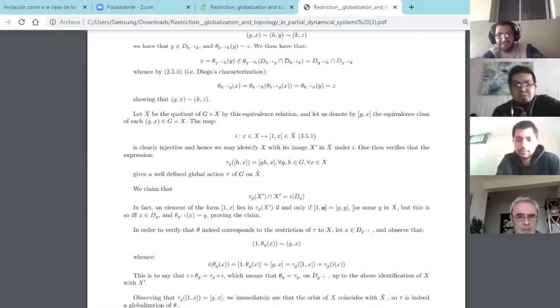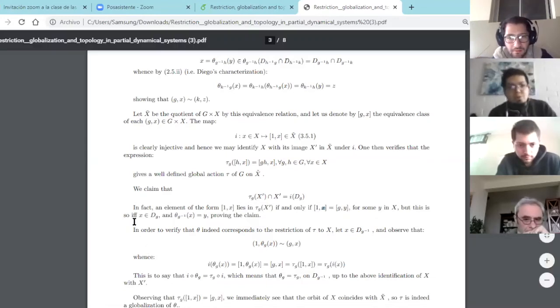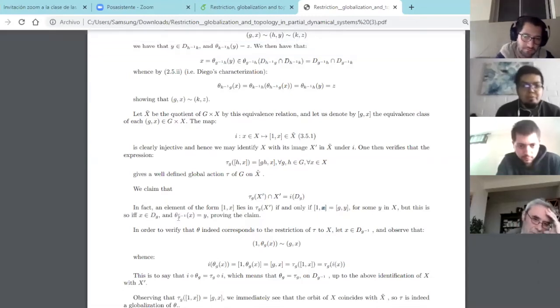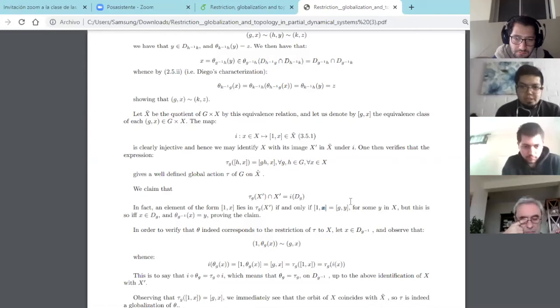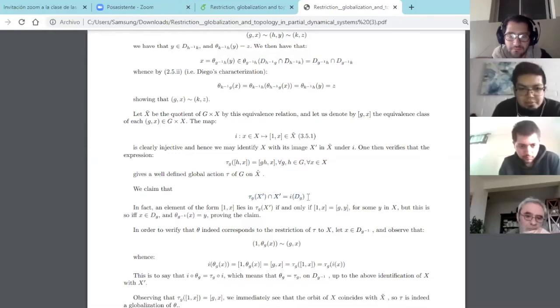Okay. So, yeah. This is so if and only if X belongs to the domain of G, and moving by G minus 1 X, we arrive to Y, this expression. Are we okay with this expression? Yeah.